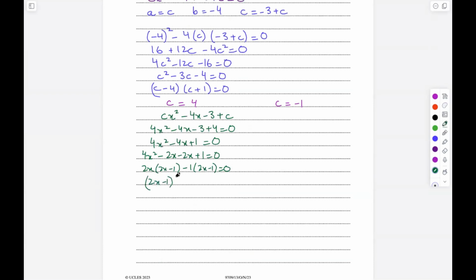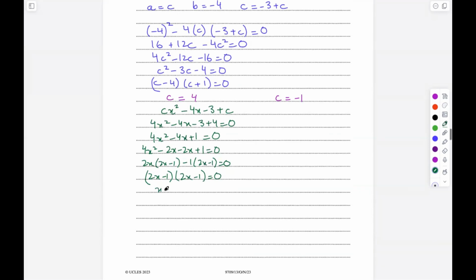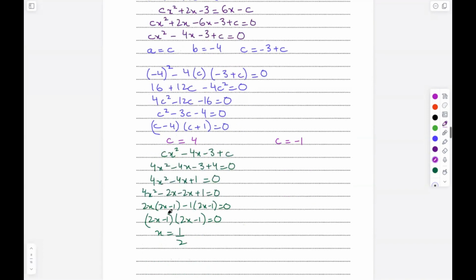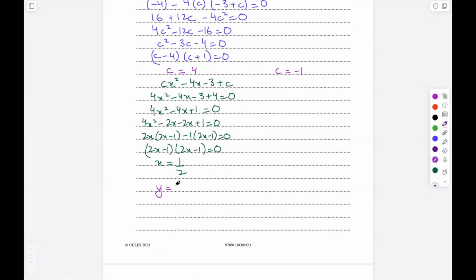Simplifying, this will become 2x minus 1 into 2x minus 1 equals 0. So the value of x will be 1 upon 2. Once we have the value of x as 1 upon 2, using this value of c as 4, we can find the y coordinate. The equation of the line was y equals 6x minus c, and the value of c is 4, so that will become minus 4. Substituting x equals 1 upon 2, that will become 3 minus 4, which is minus 1. So one of the coordinates will be 1 upon 2 comma minus 1.